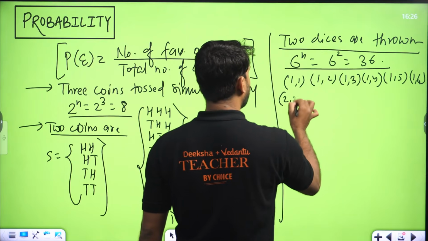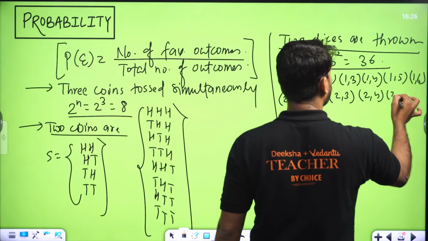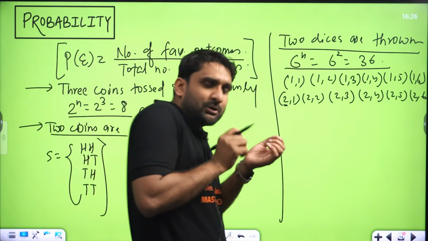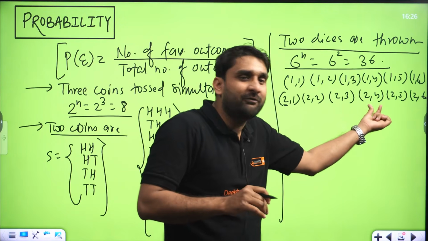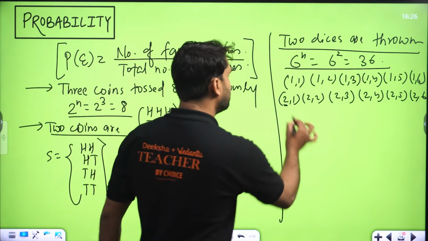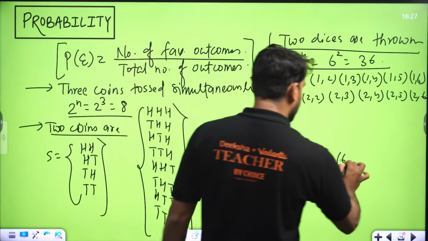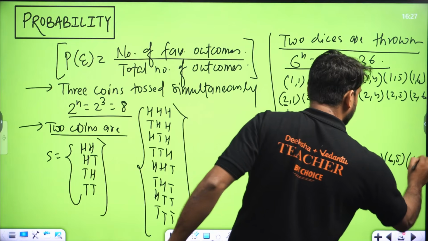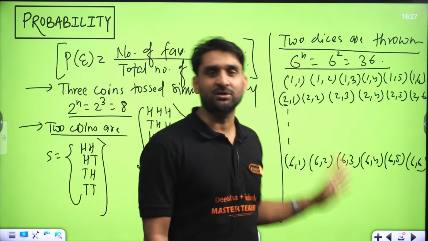Similarly, 2,1; 2,2; 2,3; 2,4; 2,5. What is this? In 2,1, 2 is the number shown on the first die, and 1 is the number shown on the second die. Similarly in 2,4, 2 is the number shown on the first die, and 4 is the number shown on the second die. Similarly, the last row will be 6,1; 6,2; 6,3; 6,4; 6,5; 6,6, right? So these are the possibilities when 2 dice are thrown simultaneously.